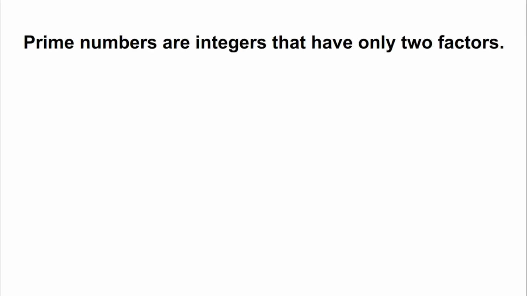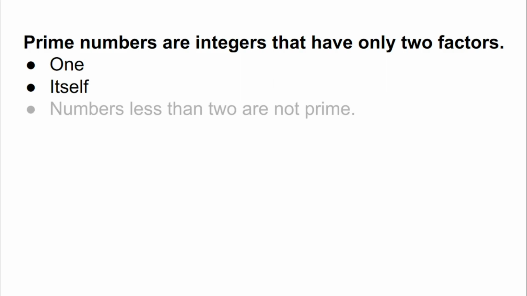Prime numbers are those integers that have only two factors, namely 1 and itself. In other words, if a number is completely divisible by a positive number other than 1 and itself, it's not a prime number. Also note that numbers less than 2 are not prime. This is because numbers less than 2 are divisible by at least 4 divisors, namely 1, itself, -1 and minus itself.